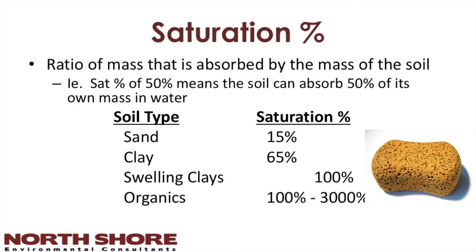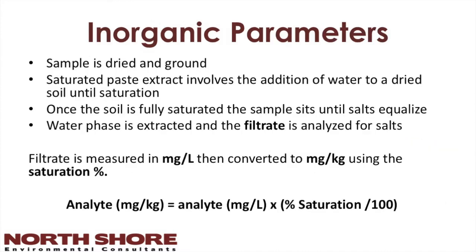So with your saturation percentage, the main thing to focus on here is the organics. Organics have the ability to saturate up to 100 to 3,000% of their own mass. This is going to have a huge effect on some of your reported results, because basically they dry, they grind, they resaturate, and they collect the sample off of the filtrate of that resaturated soil.